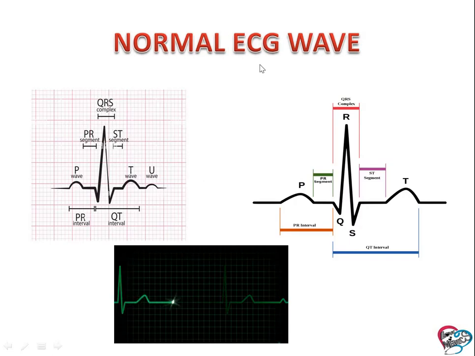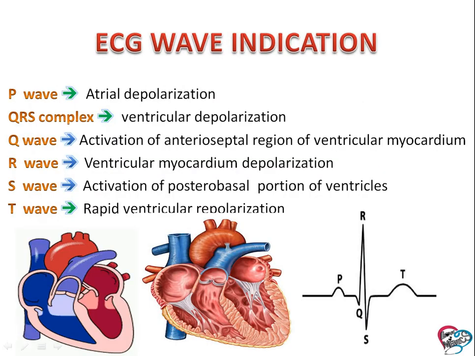Normal ECG wave. These waves are produced due to the changes in the heart. The waves are P wave, QRS complex, T wave and U wave, PR interval, PR segment, QT interval, and ST segment. Each wave indicates the electrical changes of the heart.